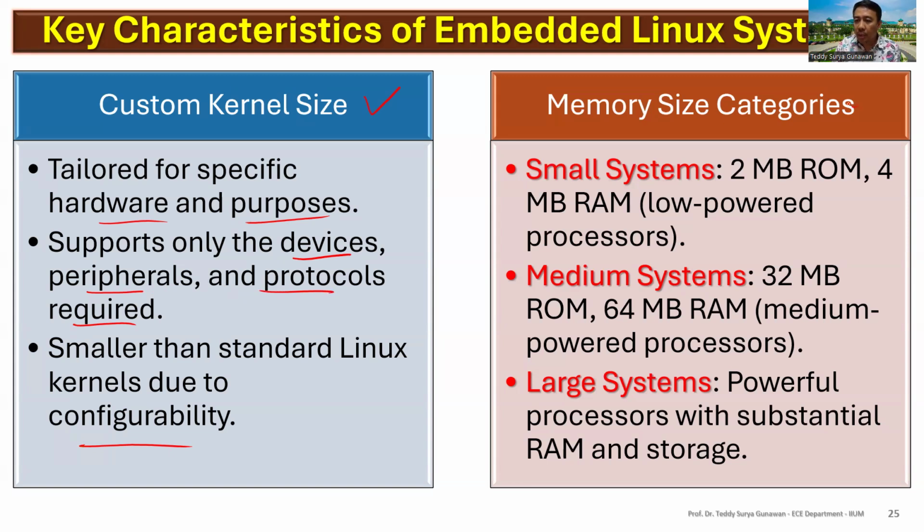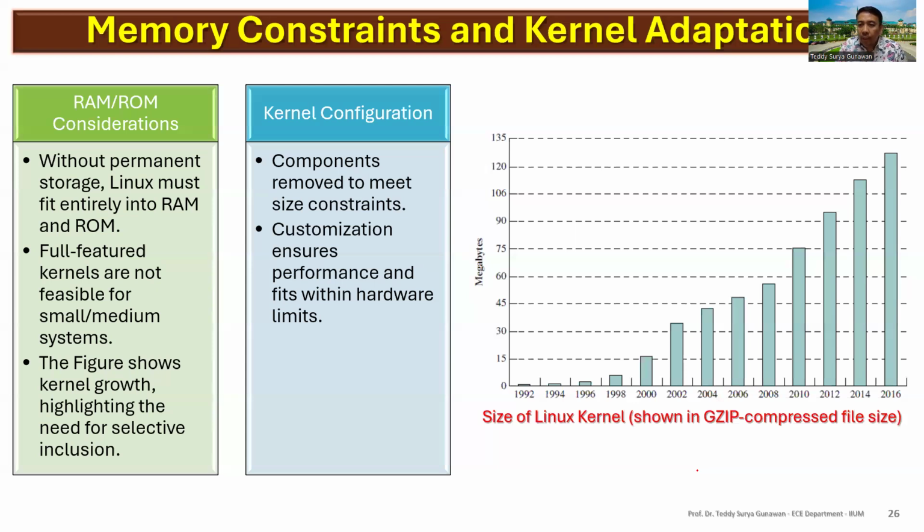For the memory size categories: on a small system, we have 2 megabytes of ROM and 4 megabytes of RAM. This is for a low-power processor. For a medium system, we have 32 megabytes of ROM and 64 megabytes of RAM, with a medium-power processor. And a large system has a powerful processor with substantial RAM and storage, something like a Raspberry Pi or Arduino.